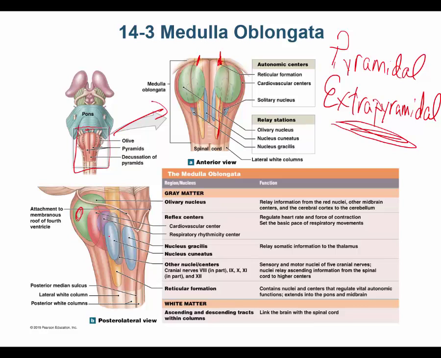What else I want to show you? You can see these reflex centers in the medulla right here. You can see that there's a cardiovascular center right here, and you can see that there's a respiratory center right here. What happens is up in the pons, there's an apneustic and pneumotaxic center, which drops some fibers down to this respiratory rhythmicity center and helps to control it.